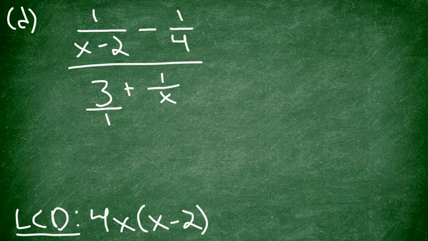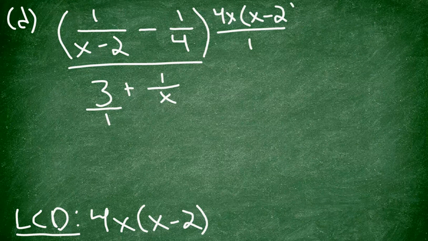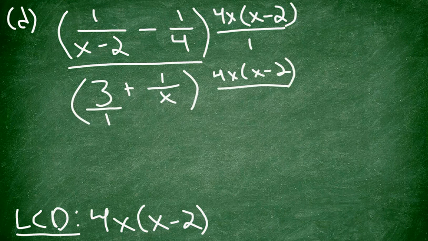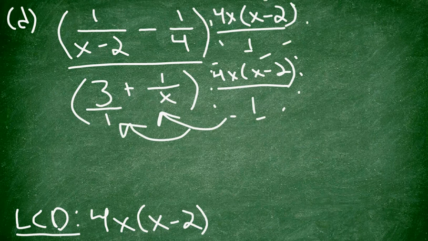So that is my LCD. So I'm going to multiply the top and bottom of this overall fraction by 4x times x minus 2 over 1, all of this times 4x times x minus 2 over 1, right? So I'm taking this guy, distributing it to these fractions, and then the same thing up here, okay?